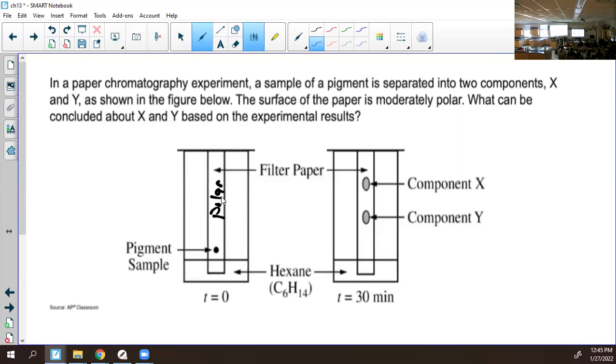If the water's polar, or the paper, if the paper's polar, then what do we know about hexane?